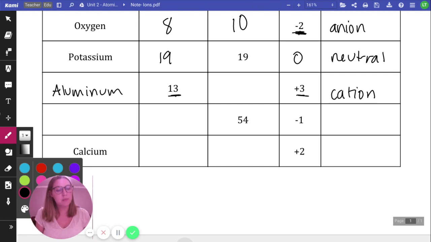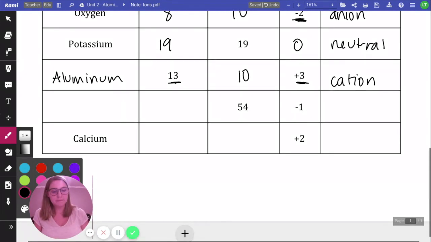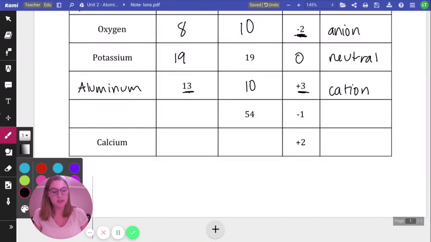13 protons, +3 charge. So that means we have 3 more protons than electrons. So since I have 13 protons, if I have 3 less, that means I would have 10 electrons. Okay? You guys do these last two. So take a minute, pause the video, solve these last two problems, and when you're done, restart to go over the answers. So pause it now.